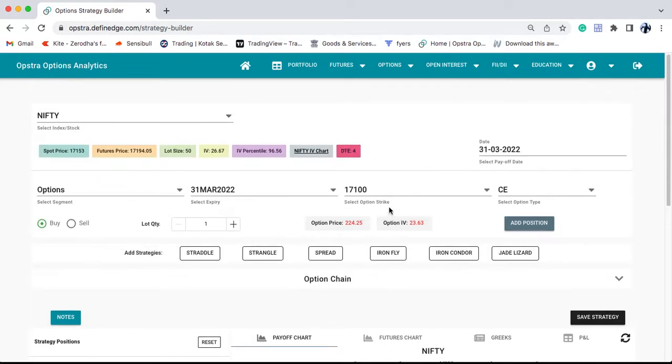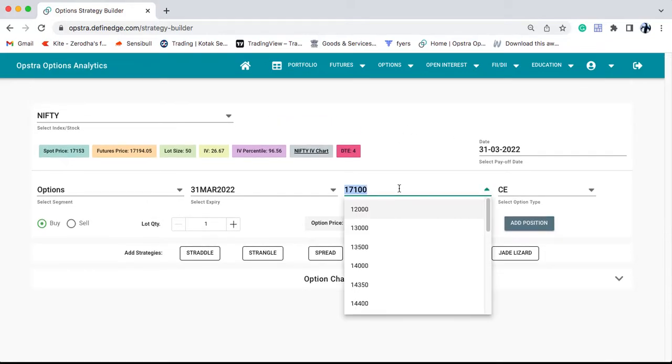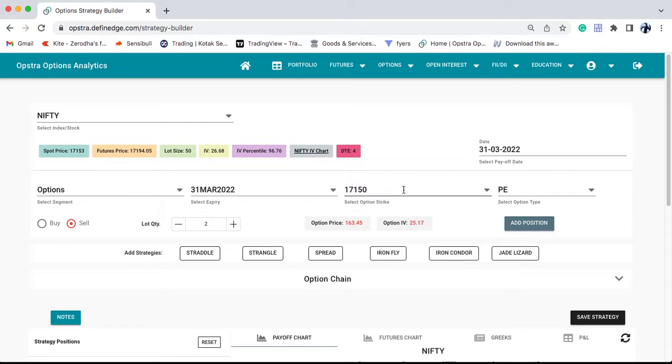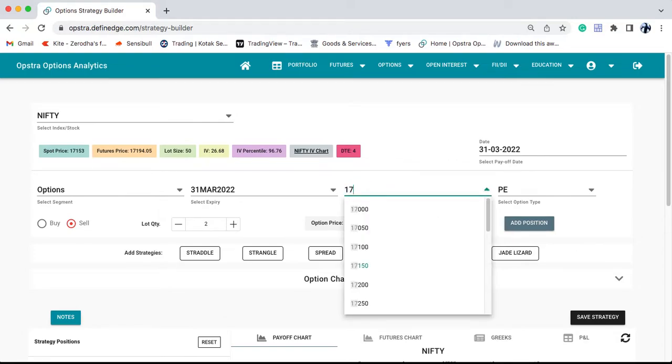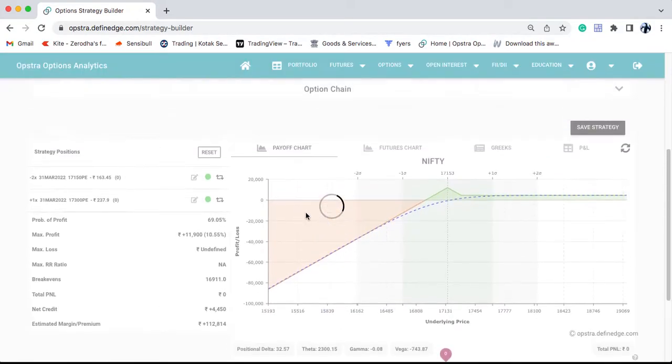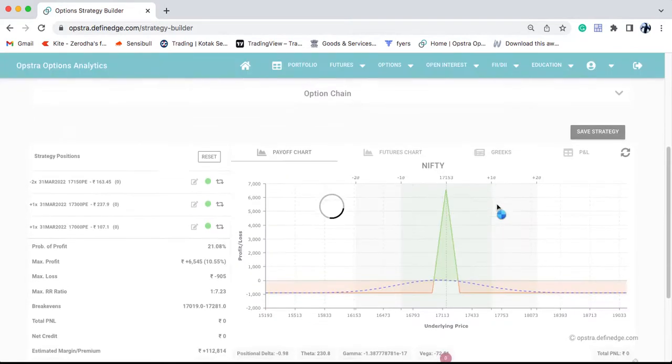You can do this with put also. I'll show one example of how to do a put butterfly. Now I'll be taking the market at 17,150, and I'll be taking 17,150 put options. Sell 2 put options and buy 1 put option at 17,300, which is 150 points higher, or you can take 17,250, whichever you want. And buy 17,000 put option, 1 lot. So your strategy will look like this.